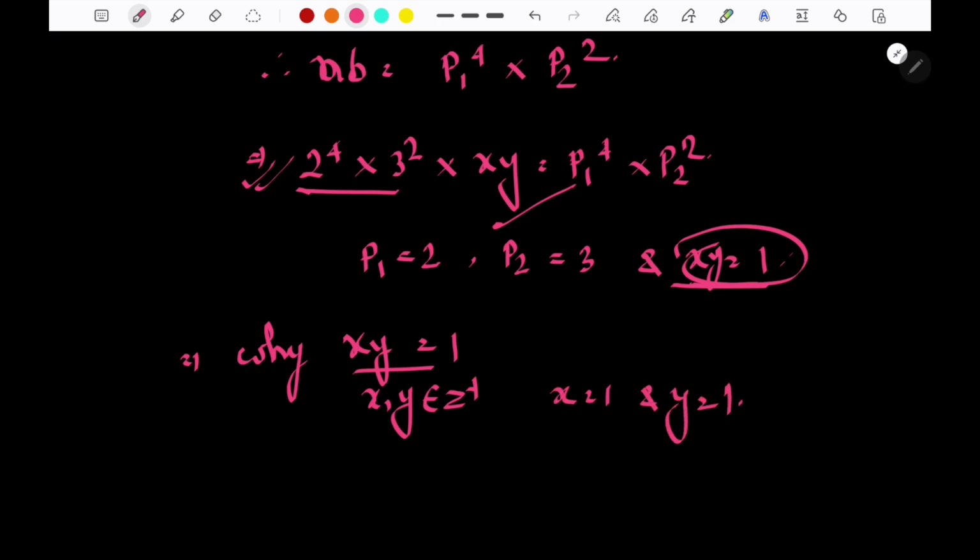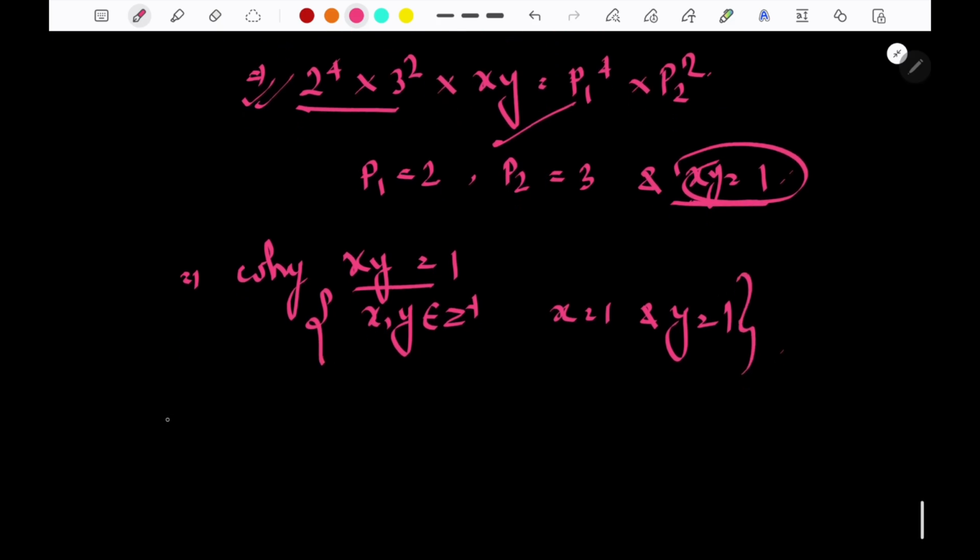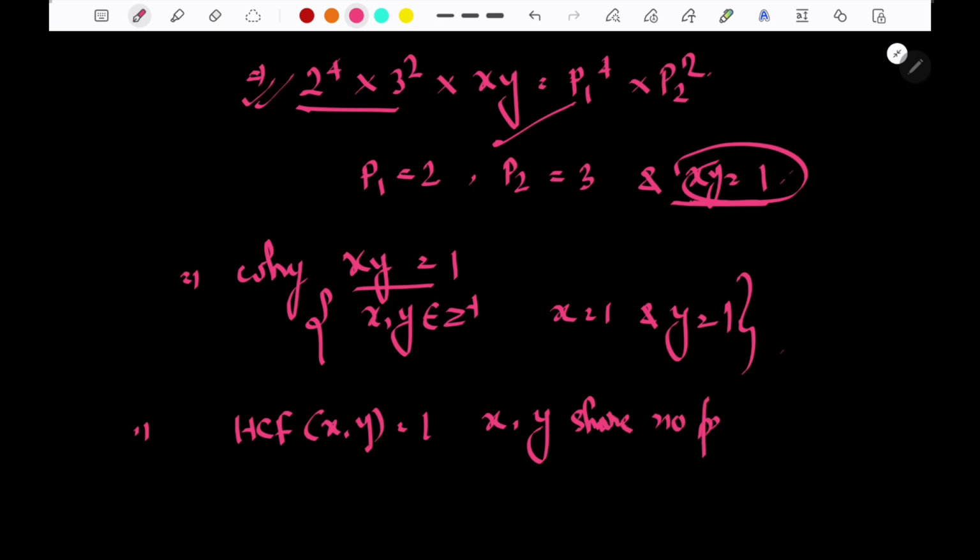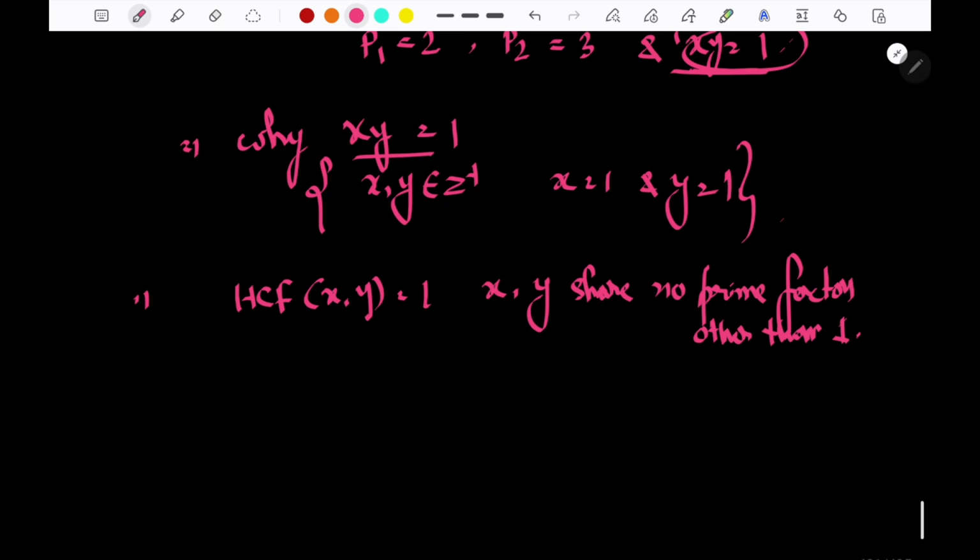But how? Why is this the case? Why is xy equal to 1? So let's see. Suppose I say HCF of x comma y is 1, it means x and y share no prime factors. Now if they share no prime factors other than 1, I am talking of other than 1, it means we can do the proof by contradiction. So let's say P is any other factor.